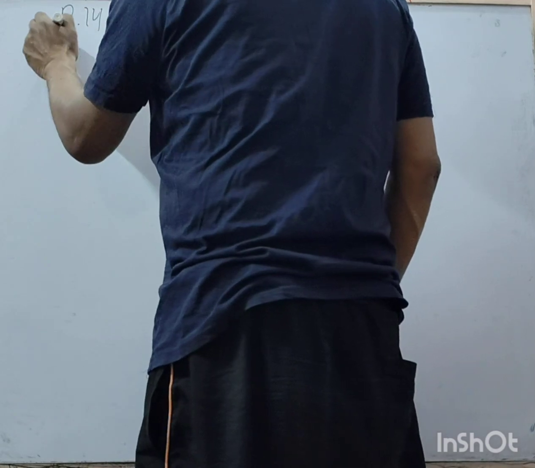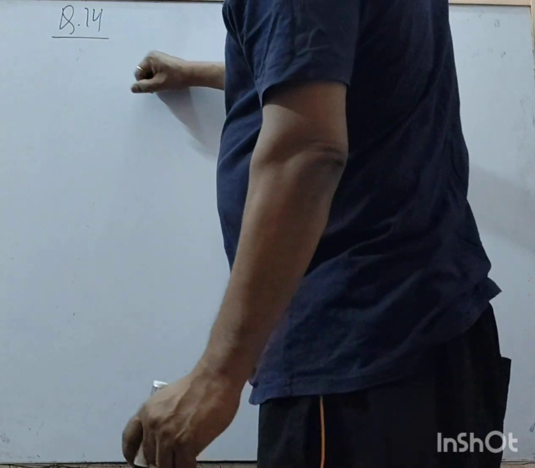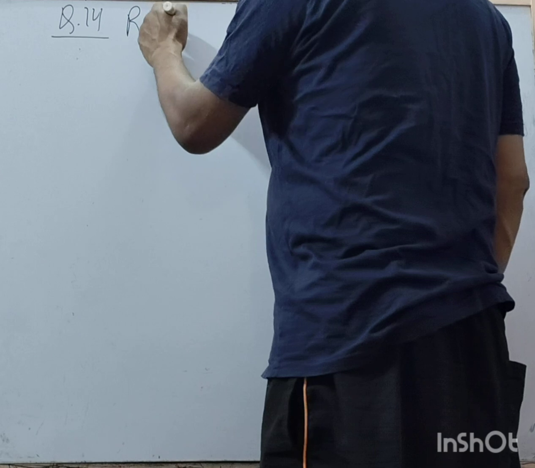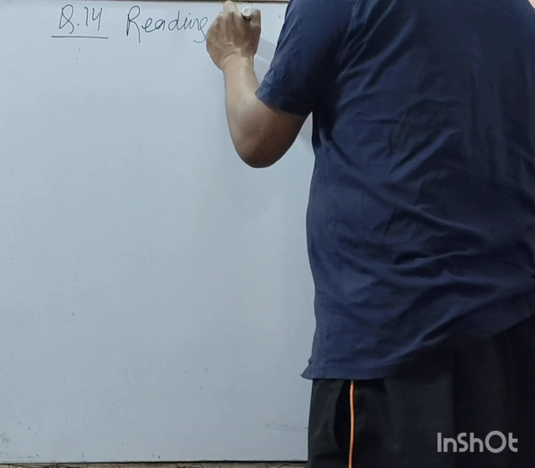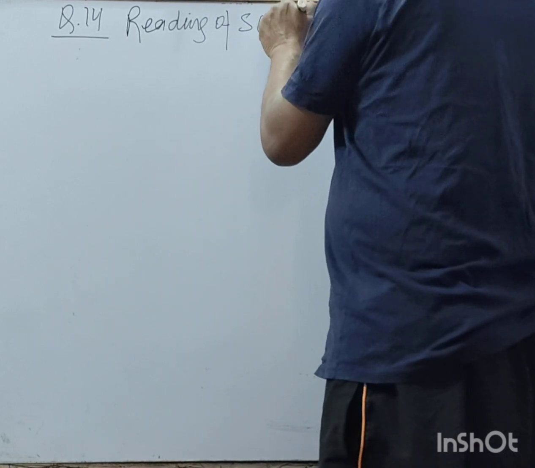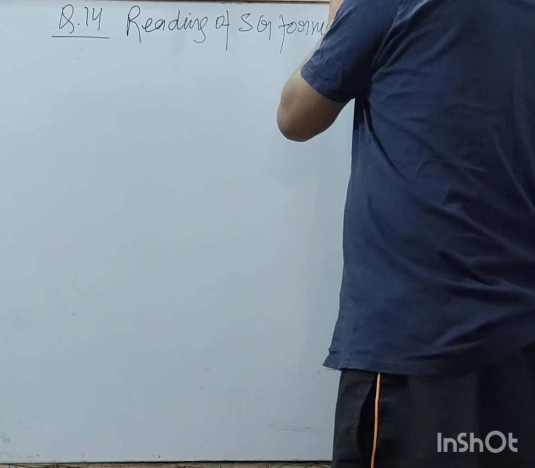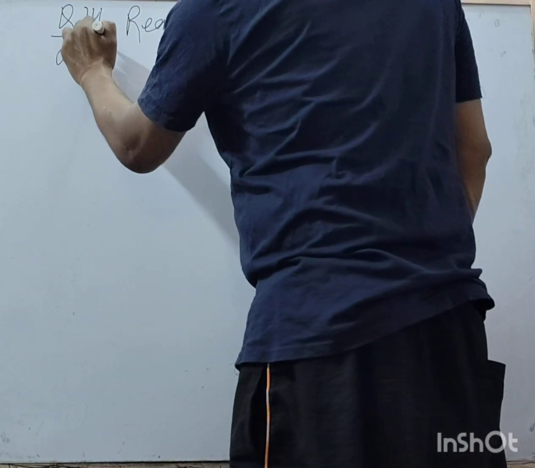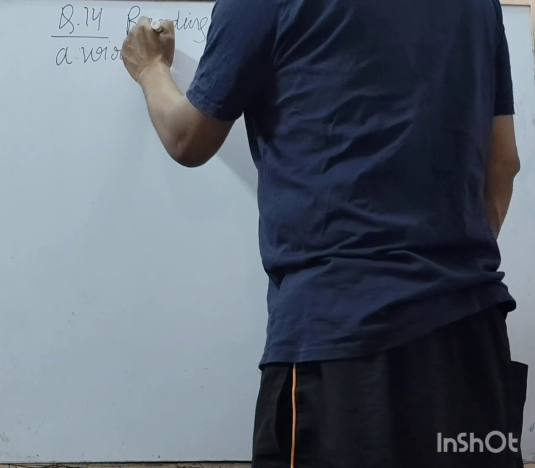Figure 1.15 below shows the reading obtained while measuring the diameter of a wire with a screw gauge. The screw gauge is used for measuring the diameter of a wire, right? Yes.